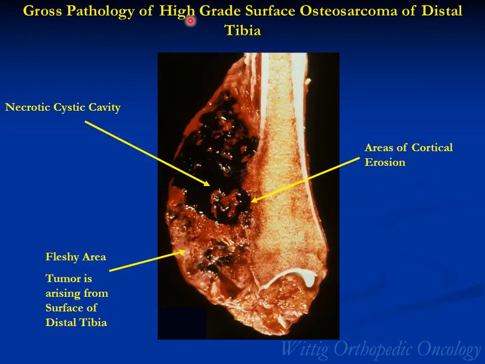This is gross pathology of a high-grade surface osteosarcoma of the distal tibia. You can see, this is the case from the previous X-ray, the subtle areas of cortical erosion, and a very large mass with a significant necrotic cavity. When these tumors grow rapidly, they cut off their own blood supply and cause necrosis. The tumor is arising from the surface of the bone, and here's a fleshy area of the tumor.